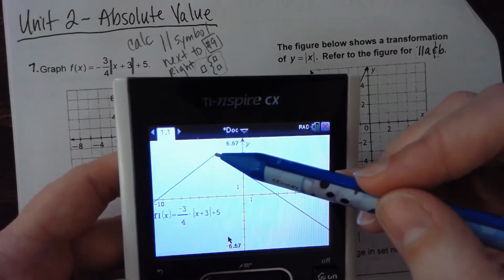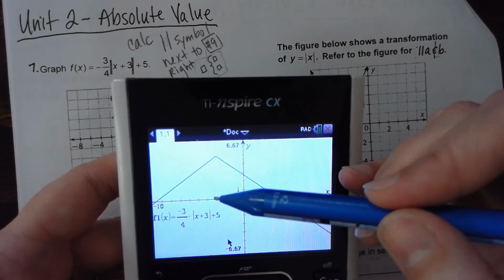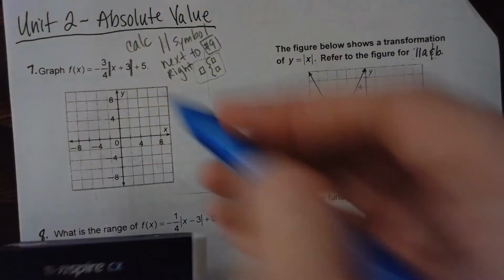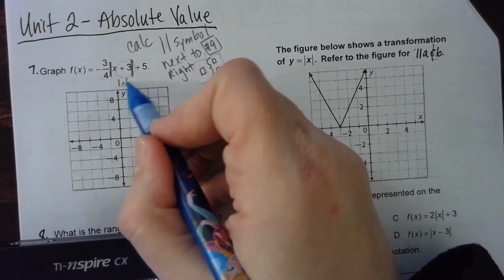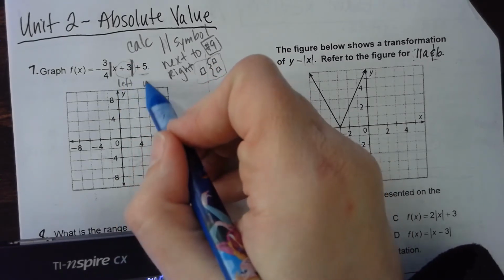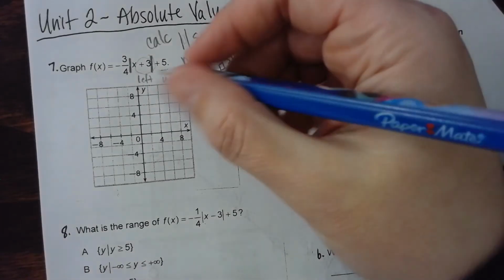The most important parts of this graph are, one, that it opens upside down, and then we need to know where this vertex is. If I count over, this is to the left 3 and up 1, 2, 3, 4, 5. That comes from right here: this is a plus 3, so this is 3 to the left, and this 5 right here is telling us we're going up. So I'm going to go to -3, 5.